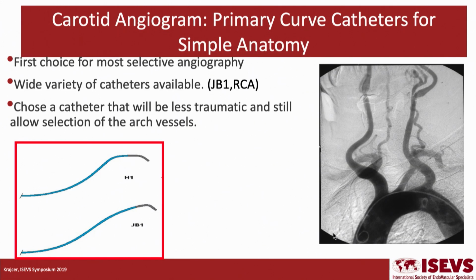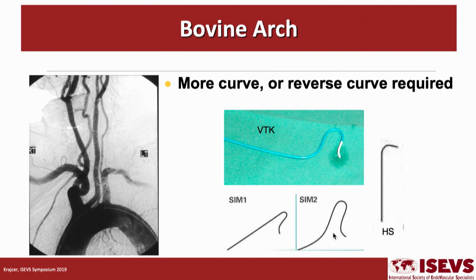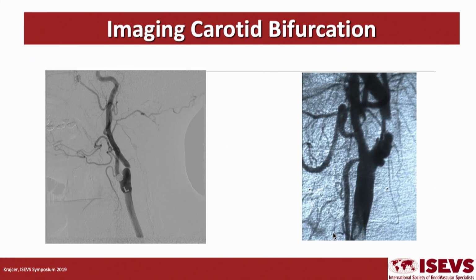So for simple, non-complex anatomy where we do not have an elongated arch, we can use simple angiographic equipment, as we can see here, a headhunter type of catheter for cannulating the cerebral vessels and obtaining angiograms. But once we have a bovine arch, or if we have a very complex anatomy as far as the arch is concerned, then we have to use more complex reverse curves such as a VTEC catheter to gain proper access and avoid complications in this type of scenario.